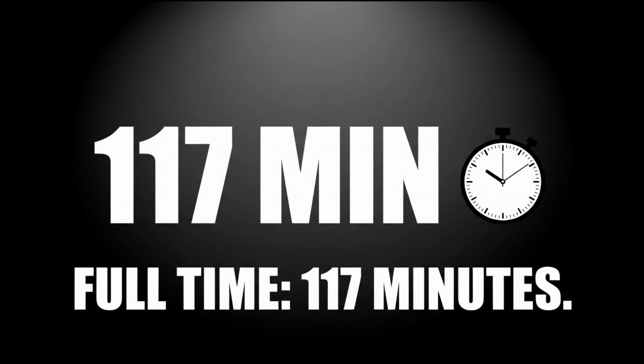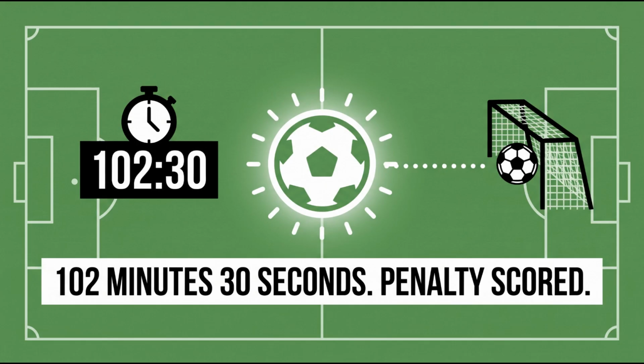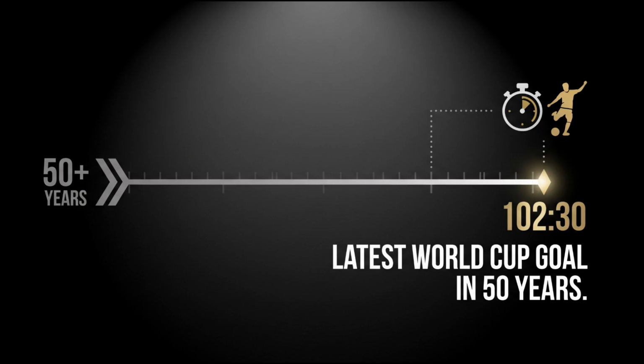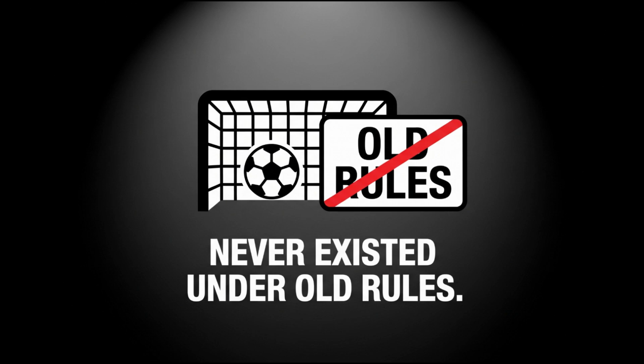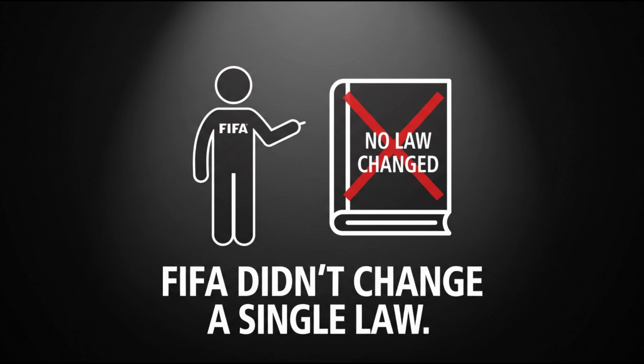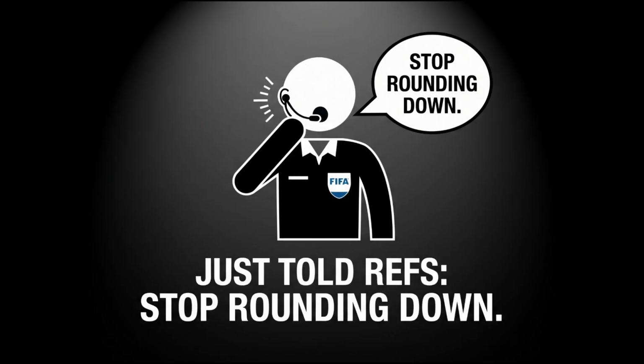By full time, the match had run 117 minutes. And in that extra time, Iran scored a penalty so late, it was timed at 102 minutes and 30 seconds. The latest World Cup goal in over 50 years. A goal that should never have existed under the old rules. FIFA didn't change a single law to make this happen. They just told referees to stop rounding down.